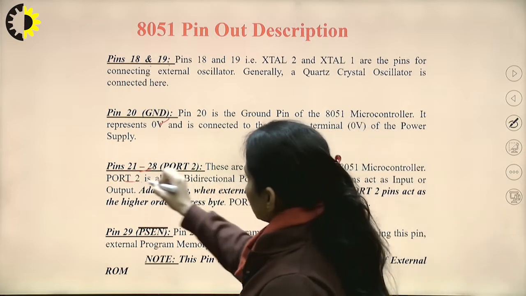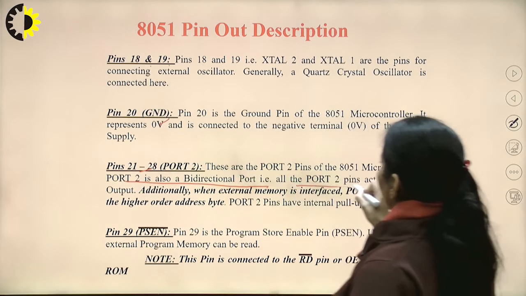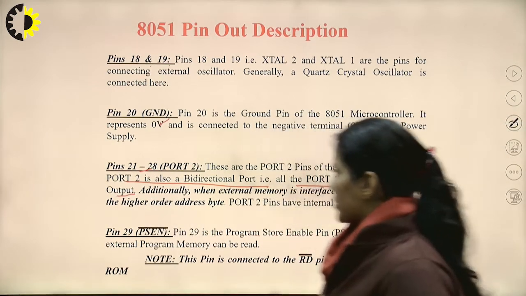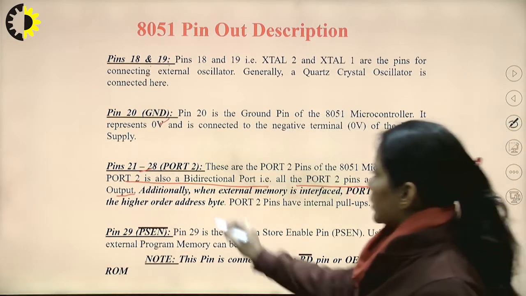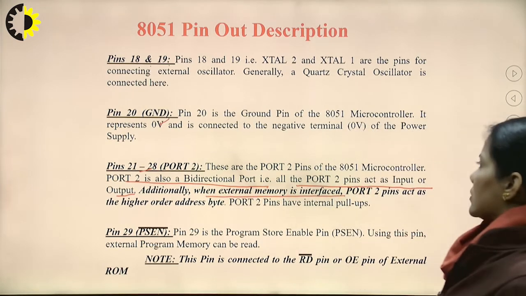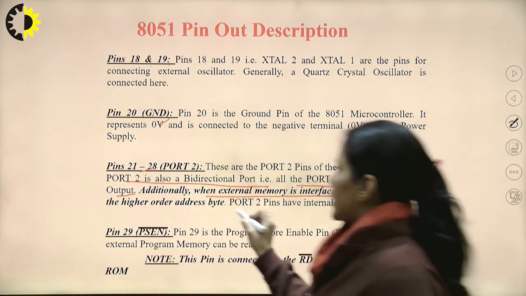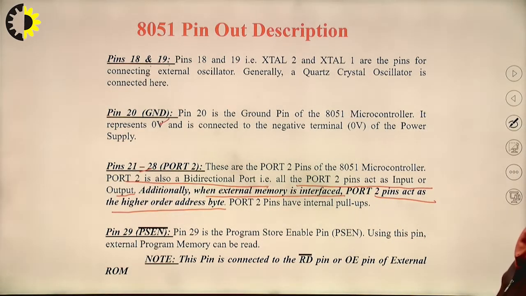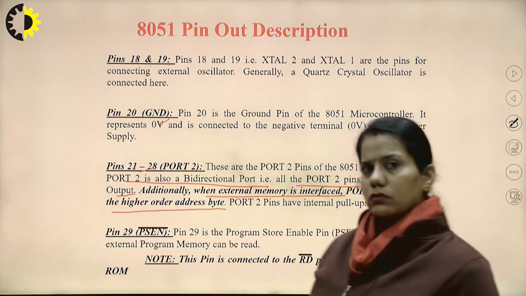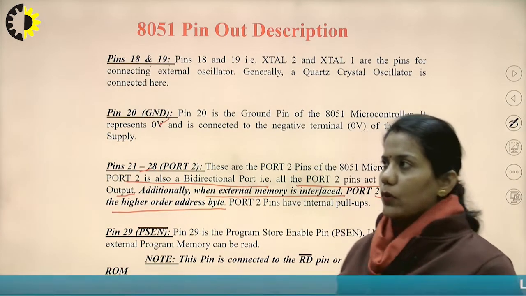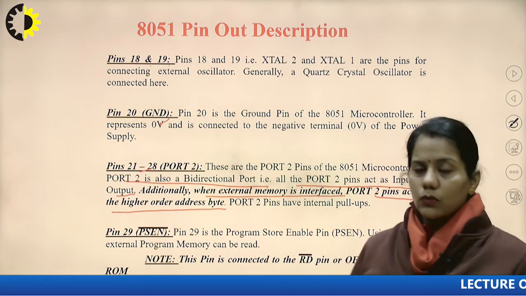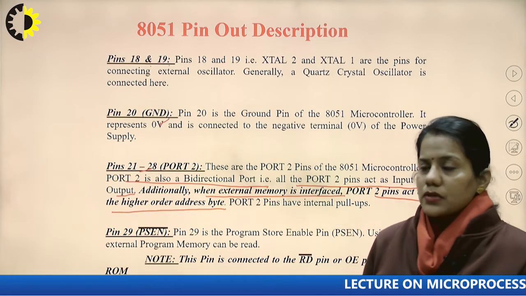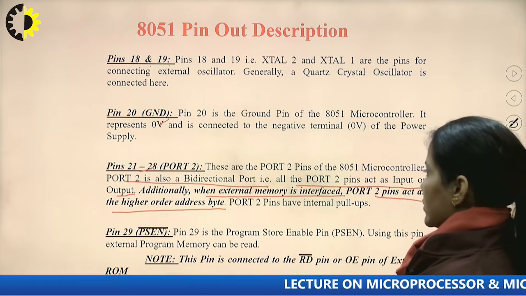Now pin number 21 to 28 represents port 2. This is a bidirectional port, that is all the port 2 pins act as input or output. And additionally, when external memory is interfaced, port 2 pins act as the higher order address byte. Port 2 pins have internal pull-ups, similar to port 3. So port 0 is the only port which does not have its own pull-ups, and we have to connect the pull-up resistors externally.